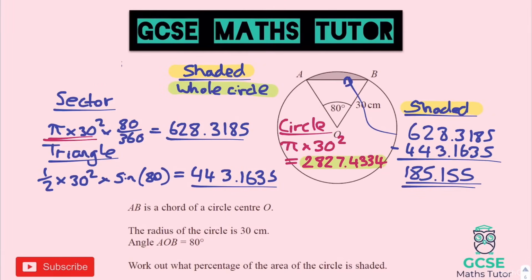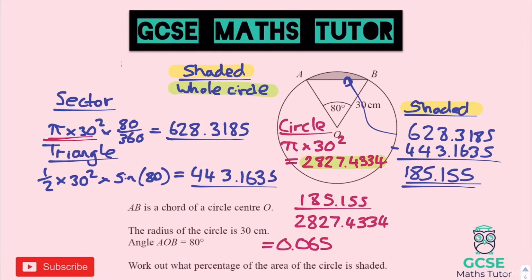So now we can just plug those both into the fraction. So we've got the shaded area, which is 185.155, and that's out of 2,827.433. There we go, and let's type that in and see what we get. 185.155 divided by 2827.4334. That gives us 0.065485. There we go.